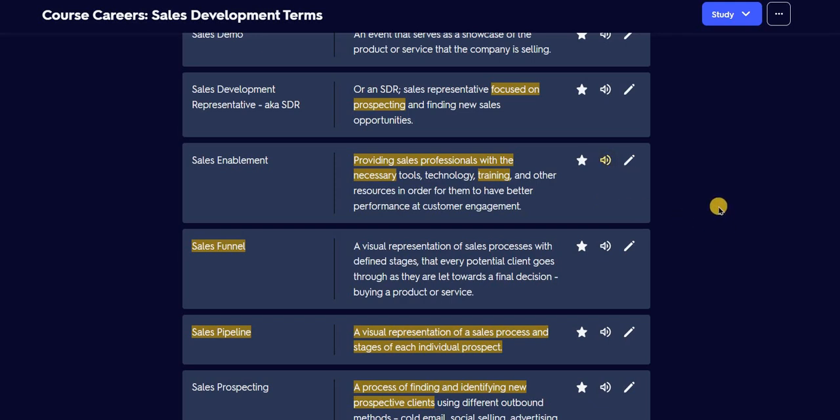Sales enablement. Providing sales professionals with the necessary tools, technology, training, and other resources in order for them to have better performance at customer engagement. Sales funnel. A visual representation of sales processes with defined stages that every potential client goes through as they are led towards a final decision, buying a product or service.